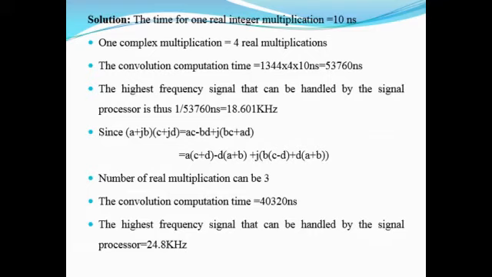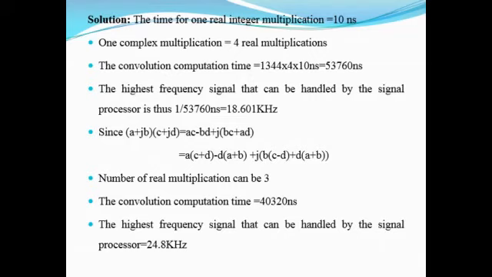So one complex multiplication is four real multiplications. So it is known from the equation, from the signal flow graph equation that we got from the butterfly diagram, the convolution time is 1344 from the previous example result into 4 into 10 nanoseconds. So 53,760 nanoseconds is the convolution computation time. Then the highest frequency signal that can be handled is 1 divided by the time. So 1 by t is nothing but fs. So the frequency we are going to get is 18.601 kilohertz.